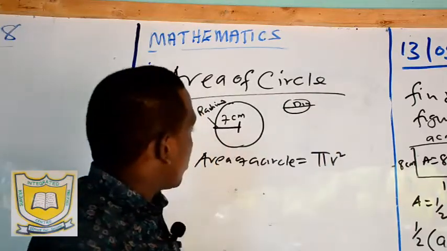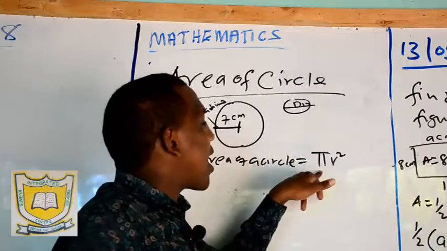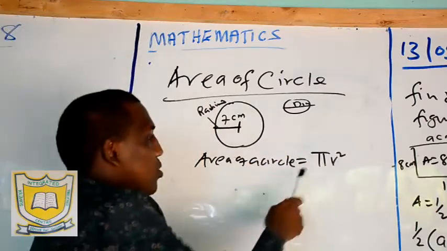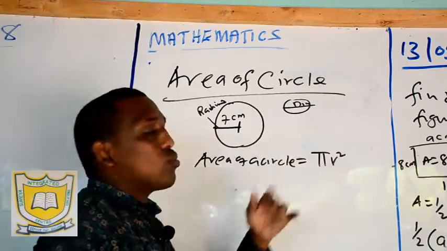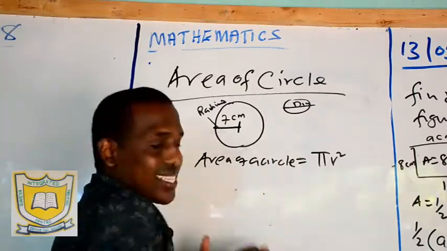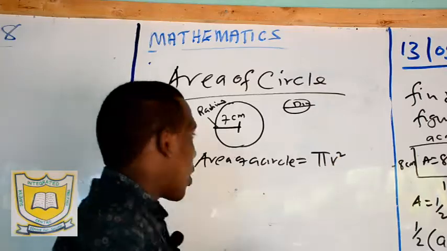Remember, we say the circumference is pi d. So this one is pi r squared. Pi is either 22/7 or 3.14. In this case, we take 22/7. r means the radius. Then squared, you make it twice, the radius.